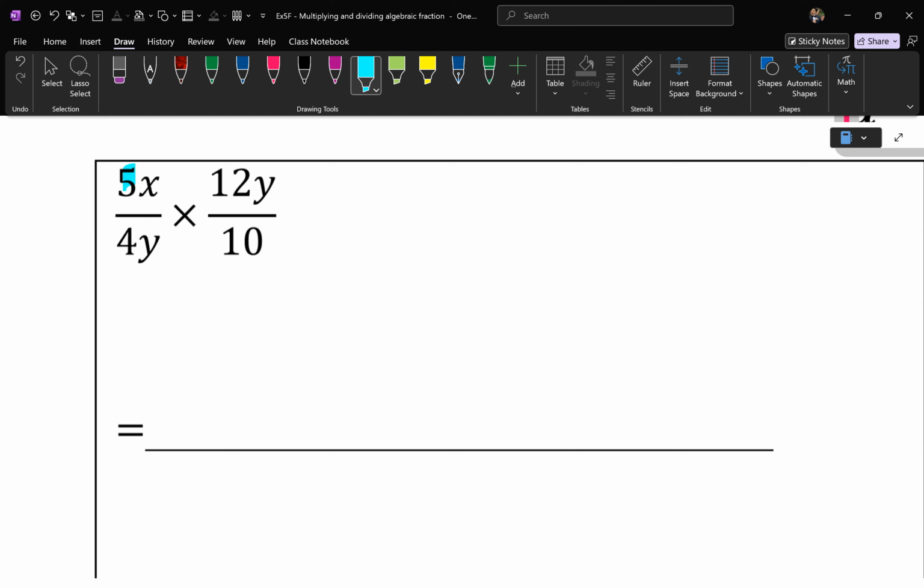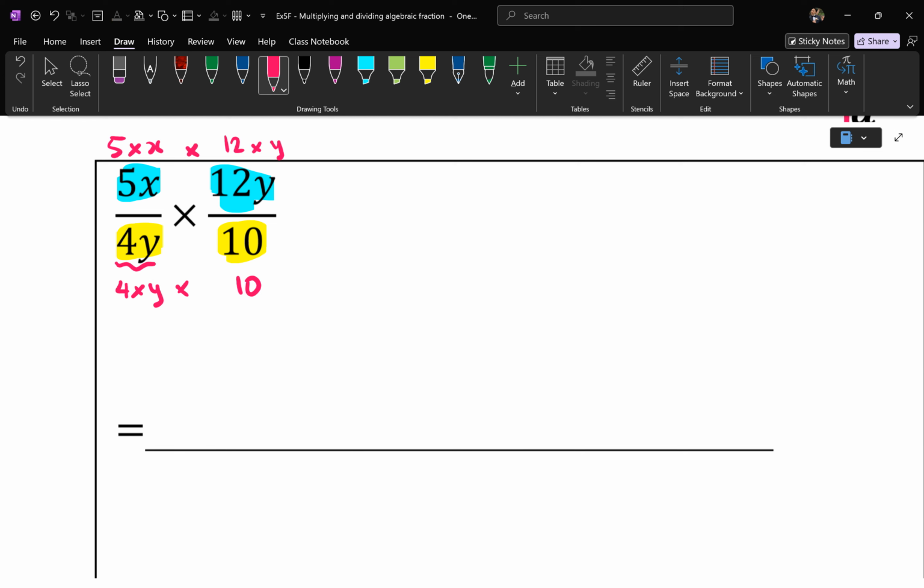So let's do it. 5x actually means 5 times x. 12y actually means 12 times y. Notice that they're all timesing with each other. That's one of the key things to note. It's 5 times x times 12 times y. That's the top line. Now 5 times 12, you can do 5 times 12, but then you make the numbers larger. So before you times them, I want you to look for any common factors on the bottom and top. So if I break out the 4y, that's 4 times y times 10.